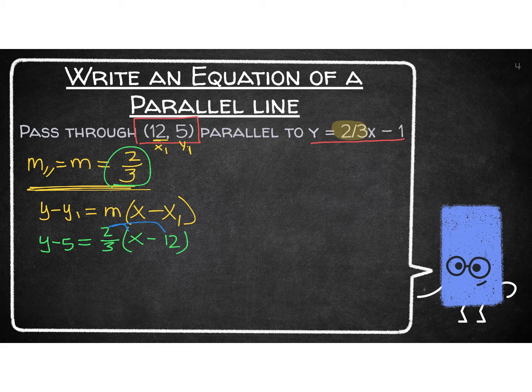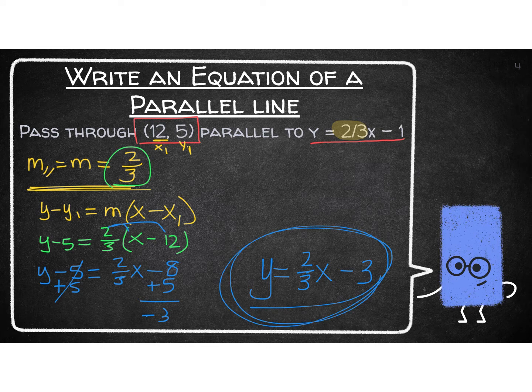Then I'm just going to solve this out for y. So I have to distribute in my 2/3. y minus 5 equals 2/3 x minus 2/3 times a positive 12, which is 8. Okay, and continue solving by adding the 5. And my final answer is y equals 2/3 x minus 3, because negative 8 plus 5 is a negative 3. So that is the final answer in slope-intercept form.